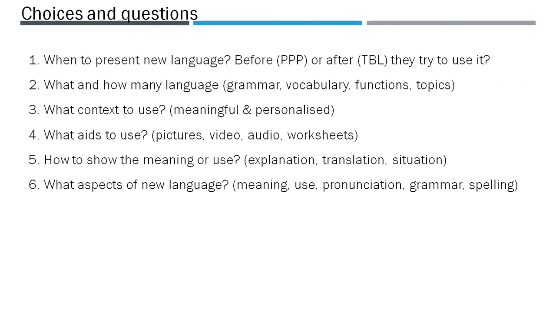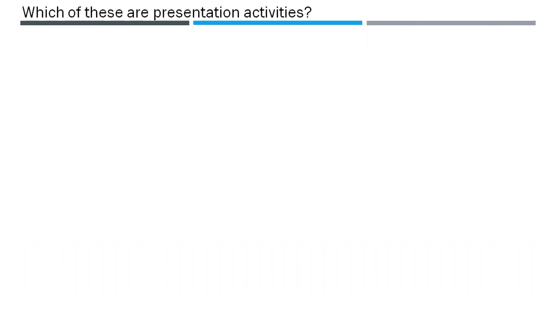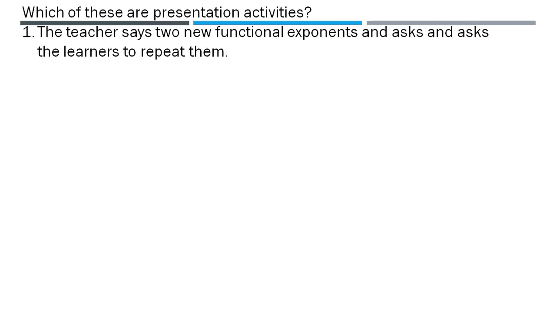Okay, good. Now the talking head period is going to finish. It's time for you to think and tell me something. So let's get the first activity. Which of these are presentation activities? I have got a list of 7. The teacher says new functional exponents and asks the learners to repeat them.